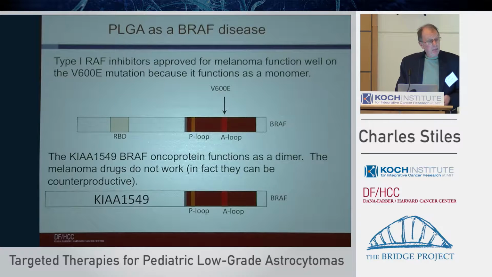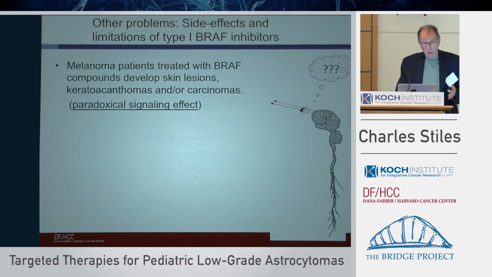One is that the melanoma patients treated with these drugs develop skin lesions, keratoacanthomas, and adenocarcinomas, and this is due to the paradoxical activation effect that the type 1 inhibitors have on wild-type RAF proteins. And the other problem that we'll get to in just a minute is that the blood-brain barrier penetrance of these drugs, vemurafenib and dabrafenib, is quite poor.